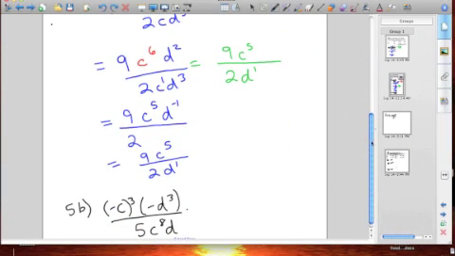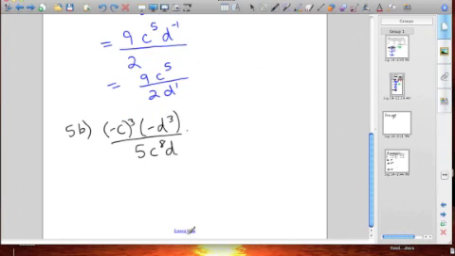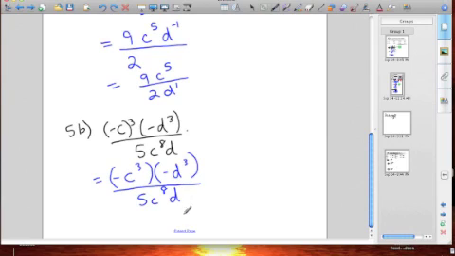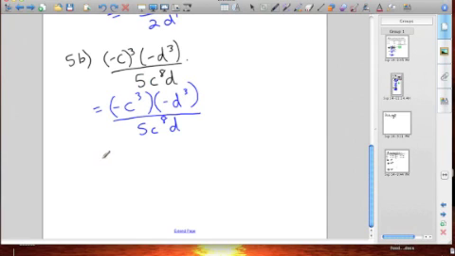Now 5b. Oh, this is a good one. Okay, here we go. This is negative c cubed, so that's negative c times negative c times negative c. The answer will indeed be negative in the end. 3 negatives leaves you with a negative. So negative c cubed times negative d cubed divided by 5c^8d. Keep it nice and neat and everything will be okay.